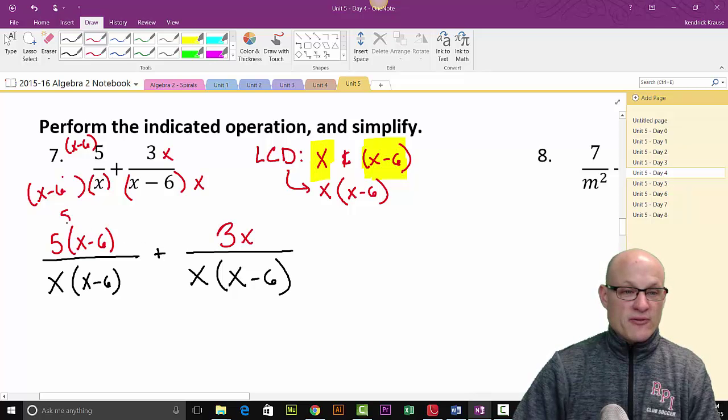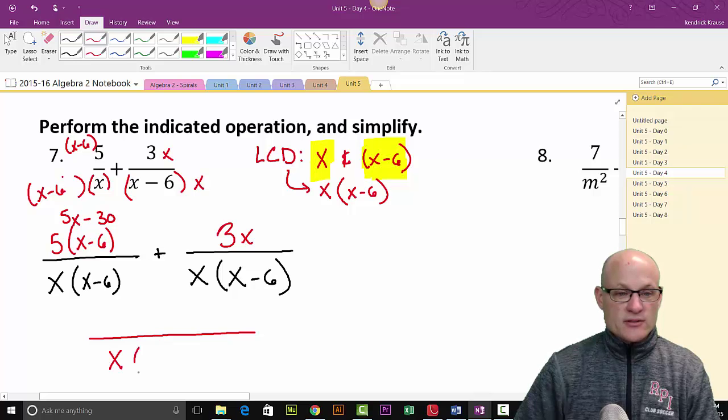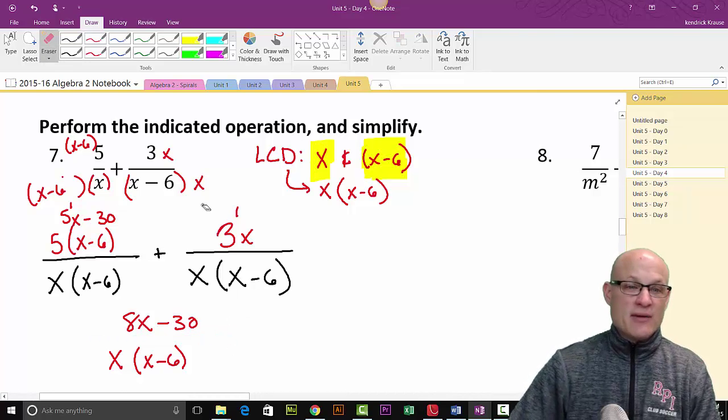Well, this is really 5x minus 30. Agreed? So now we finish. x times x minus 6, and then 5x and 3x make 8x minus 30. Now I'm not quite done.